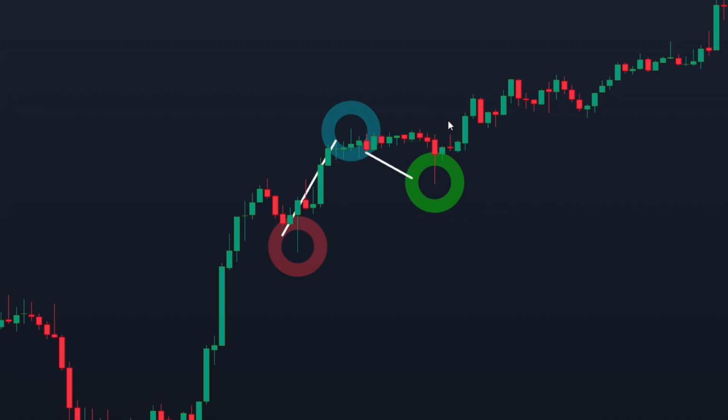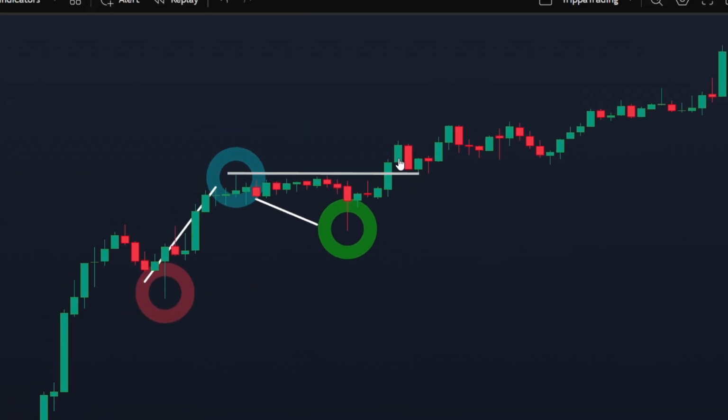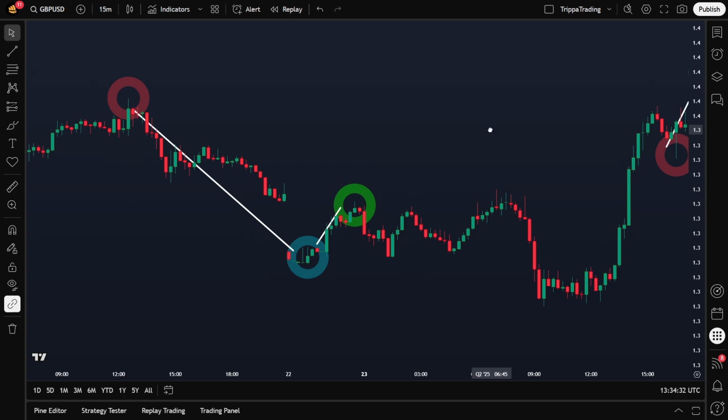But the safer play, and the one I personally recommend, is waiting for a breakout above point B in an uptrend, or below point B in a downtrend. That breakout confirms that the market has resumed its previous direction. This method offers tighter entries and more controlled risk.